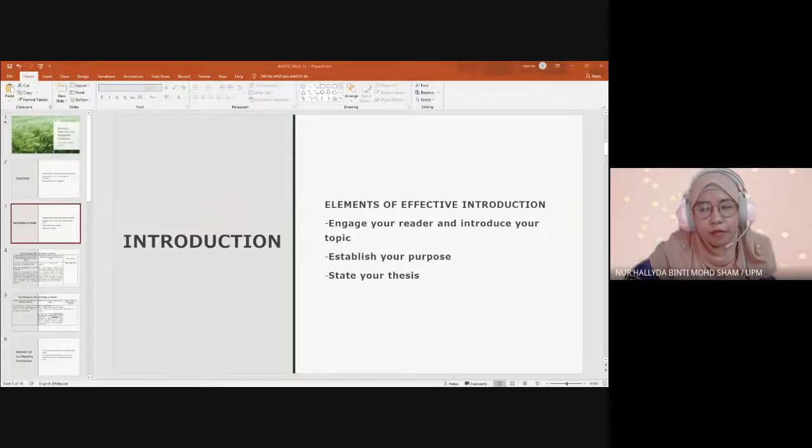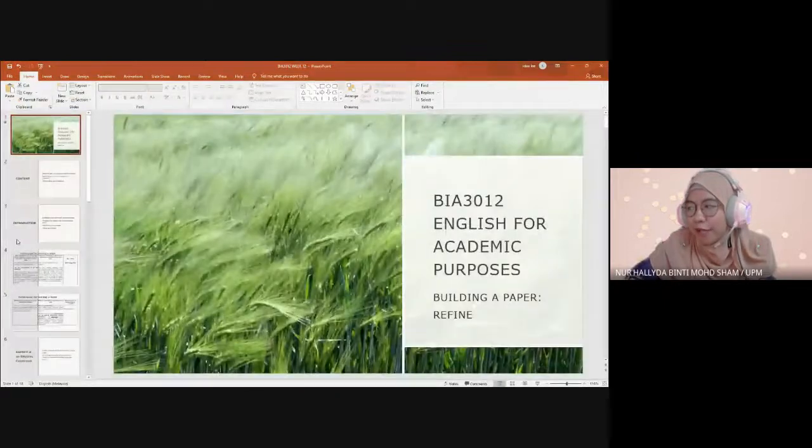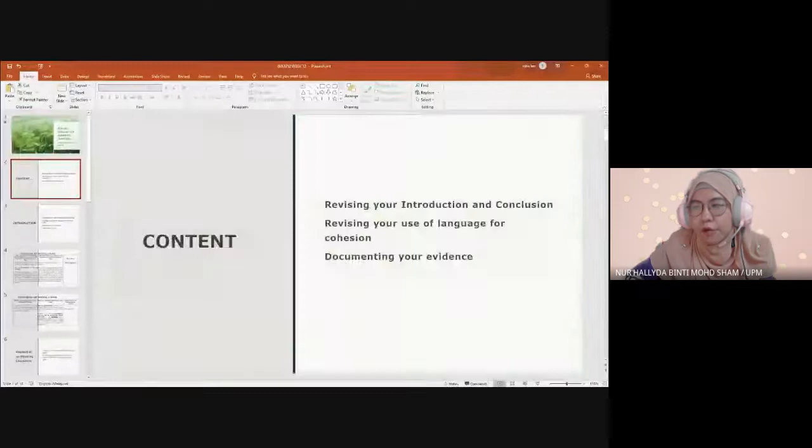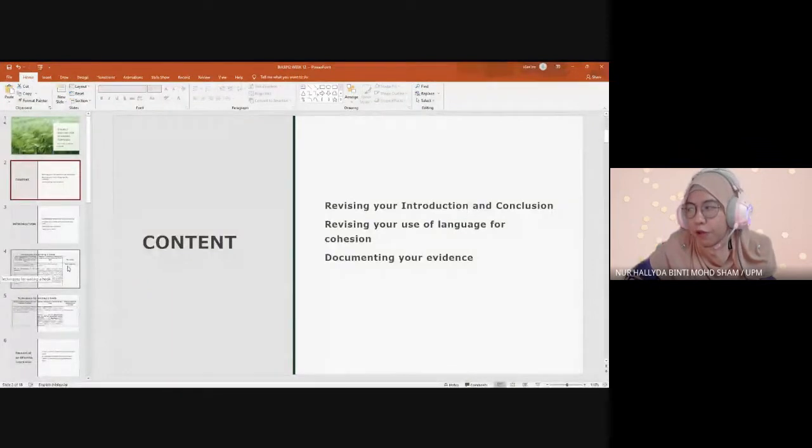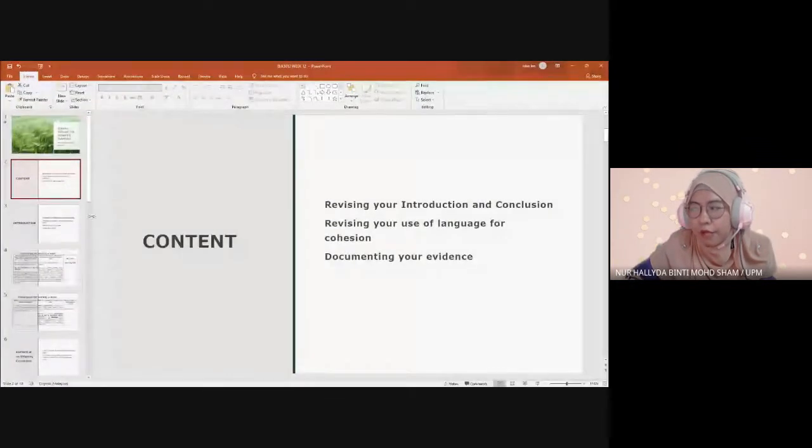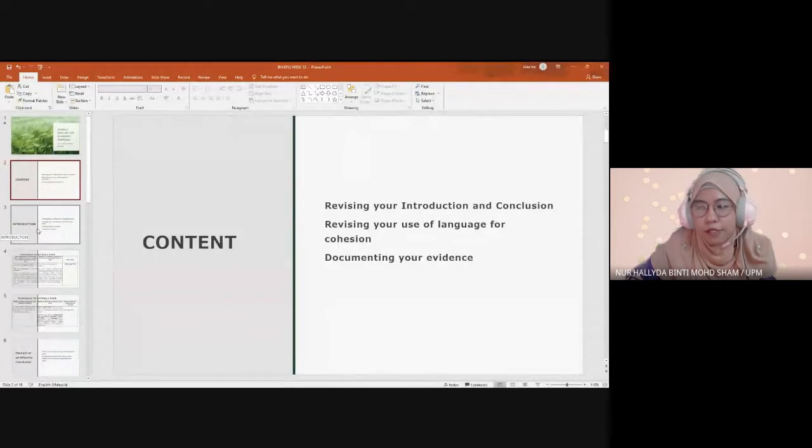All right, okay, so we are here again for the next session of VIA 3012, English for Academic Purposes. Today we are going to look at three things, okay? How to revise your introduction and conclusion for your research paper. And then we are going to revise the language for cohesion in essay writing, as well as the last one, how to document your evidence in your paper.